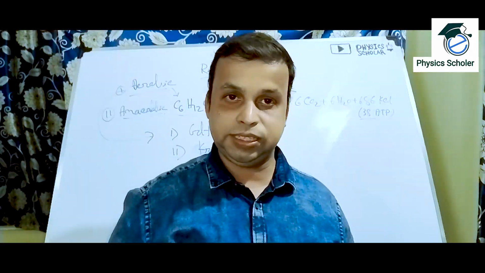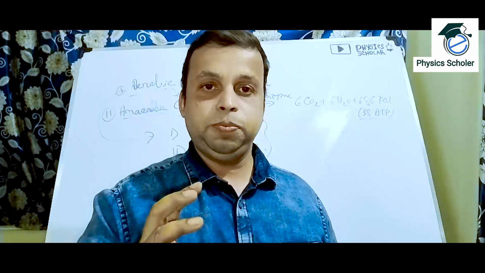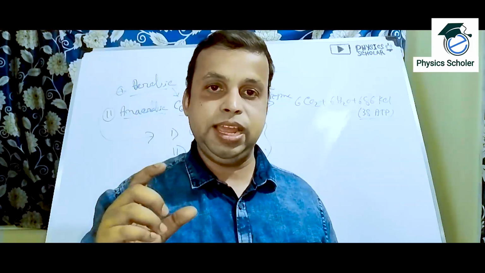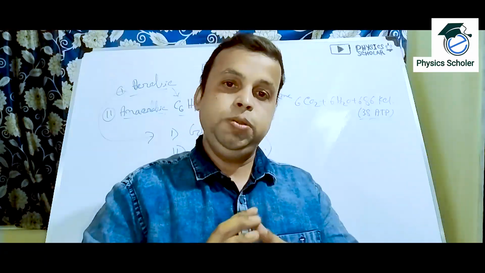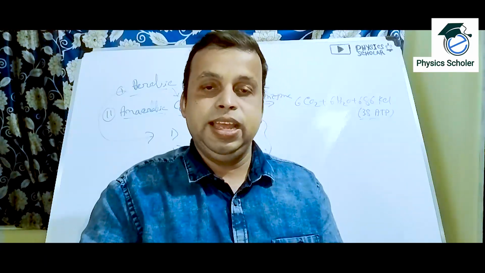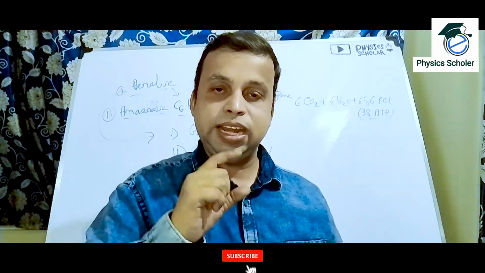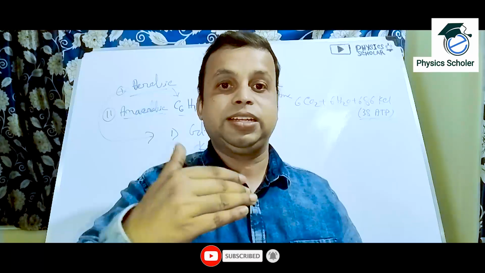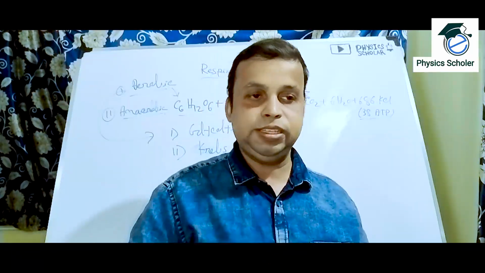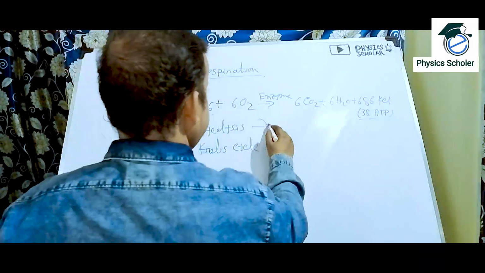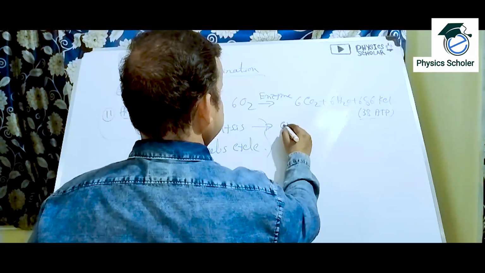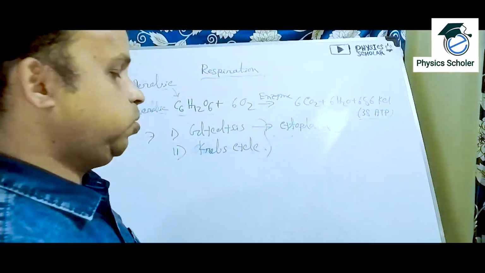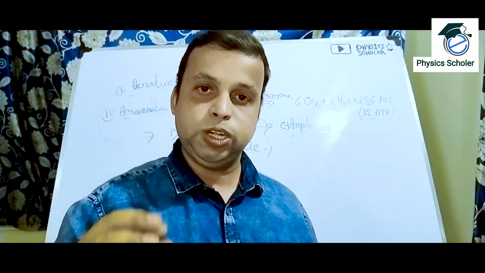So what is aerobic respiration? The respiration in which the absorbed food inside our cell, with the help of some enzymes, in the presence of oxygen, will completely burn and release the energy. That type of respiration is known as aerobic respiration. Aerobic respiration has two phases. The first phase is known as glycolysis. Glycolysis will take place in the cytoplasm of the cell.